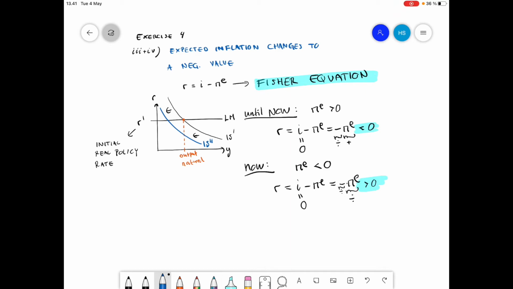How does this affect the real policy rate? Well, it goes up. We just said that. So initially we have the real policy rate. Let's call it R prime. We have it here on the y-axis.